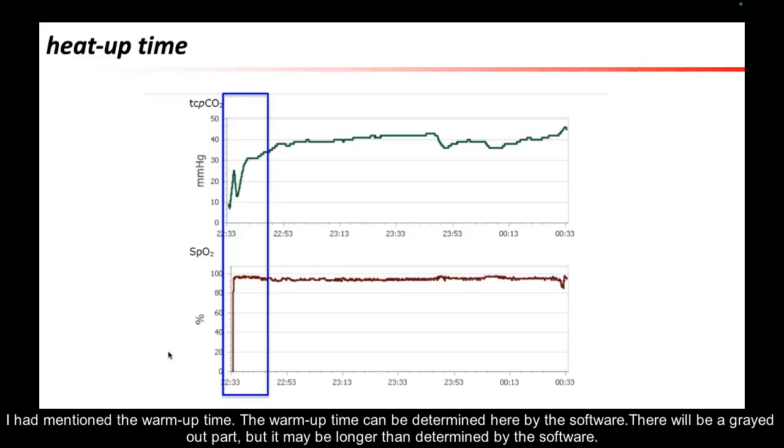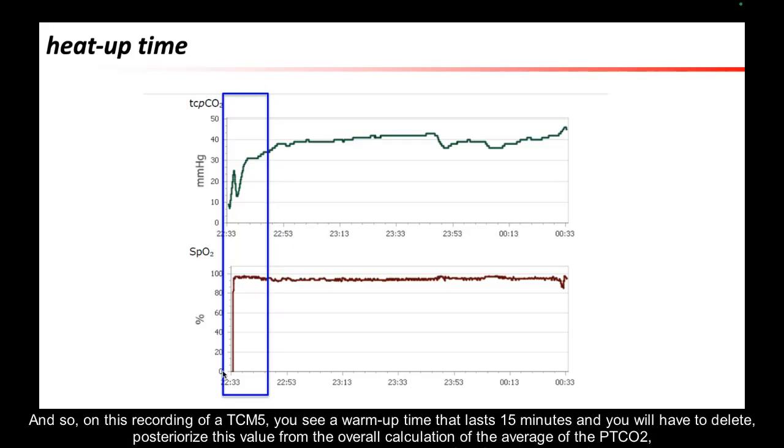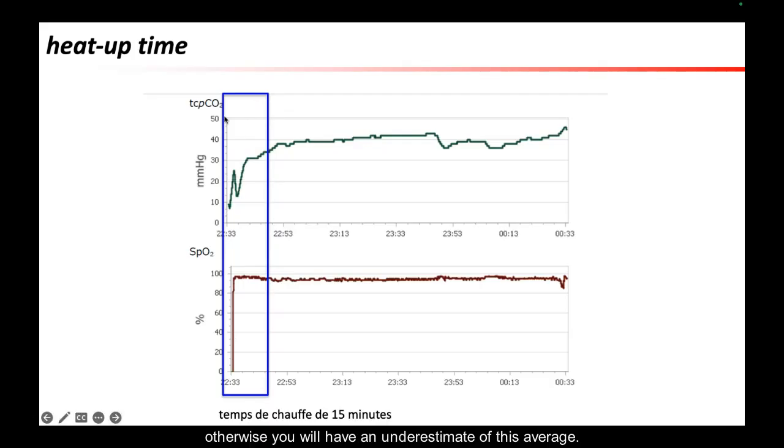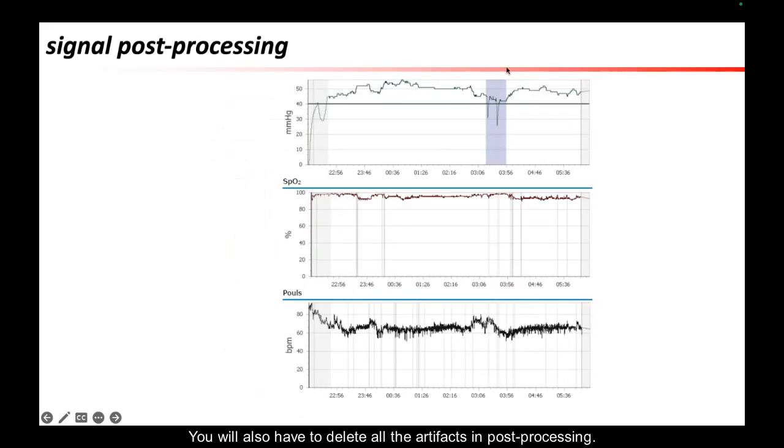I had mentioned the warm-up time. The warm-up time can be determined here by the software. There will be a grayed-out part, but it may be longer than determined by the software. And so, on this recording of a TCM5, you see a warm-up time that lasts 15 minutes, and you will have to remove this value from the overall calculation of the average of the PtCO2, otherwise you will have an underestimate of this average. You will also have to delete all the artifacts in post-processing.